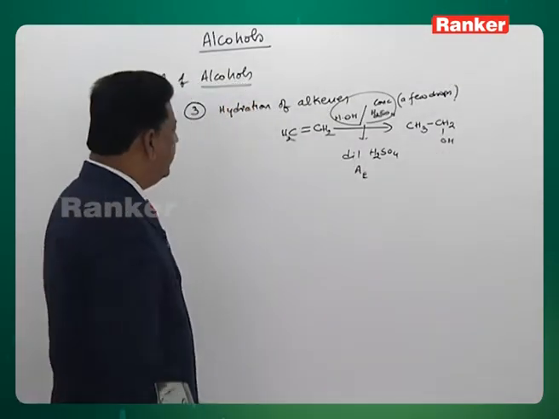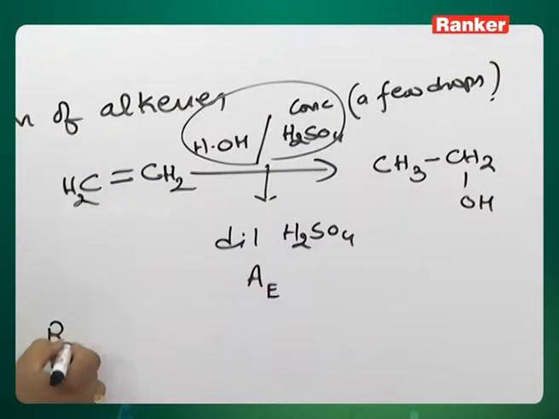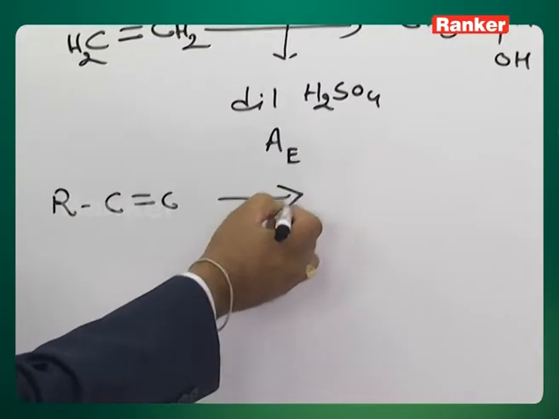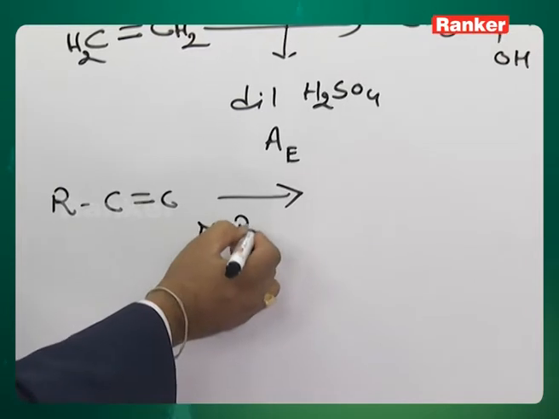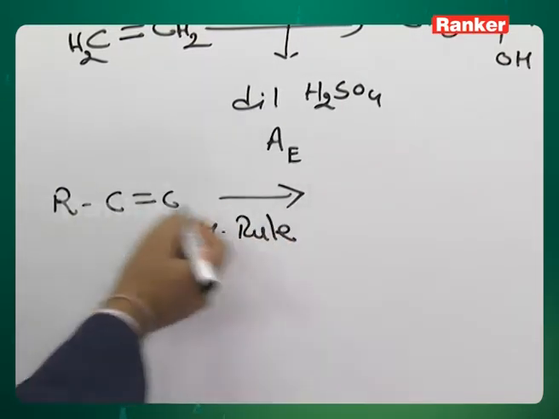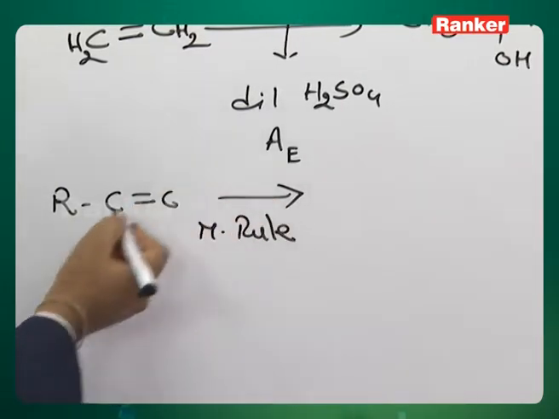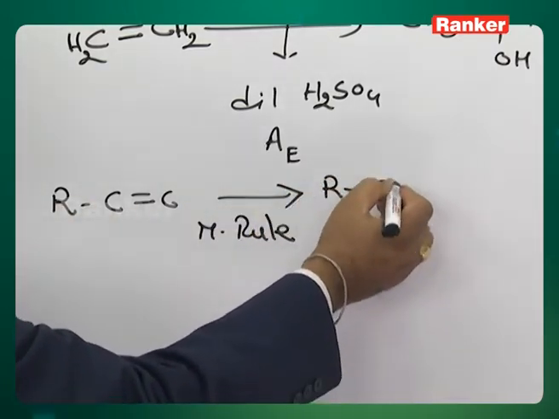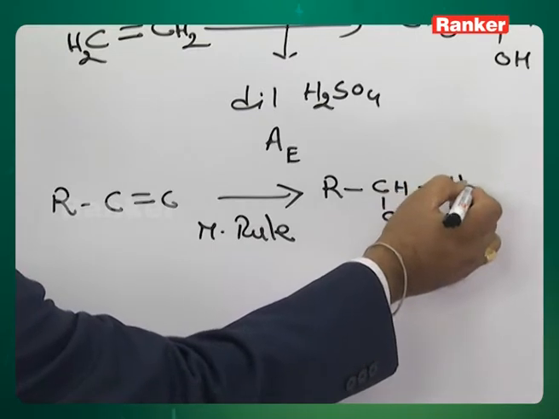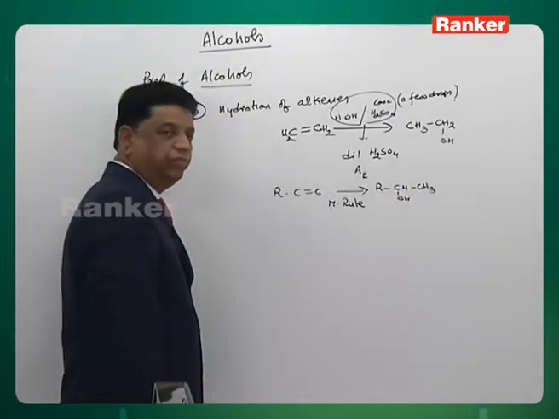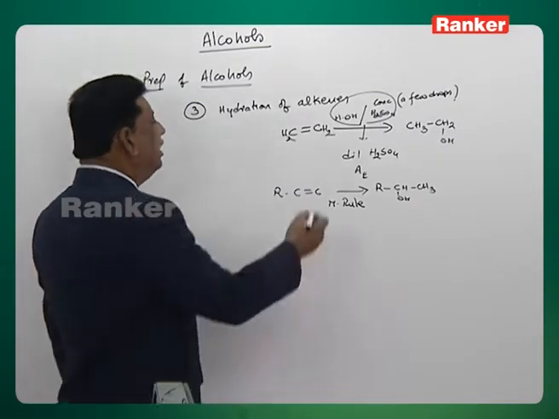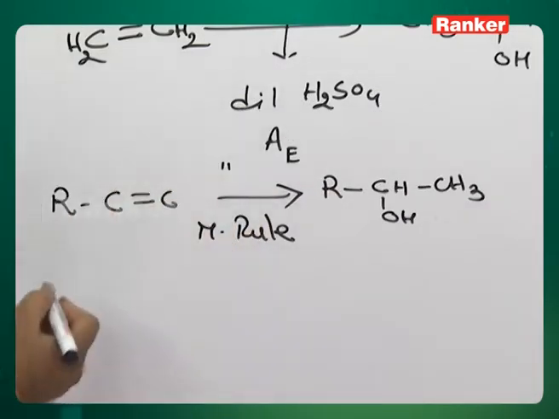Here, with substituted alkenes, like one alkyl containing alkene, the addition follows a rule called the Markovnikov rule. The rule says that the negative part goes where hydrogen is less, that means OH goes inside and the compound will be like this. If propene is taken, 2-propanol will be the normal product. Under these conditions it follows the Markovnikov rule.